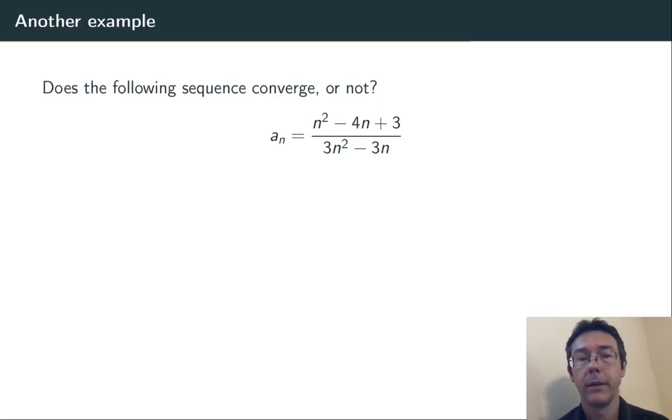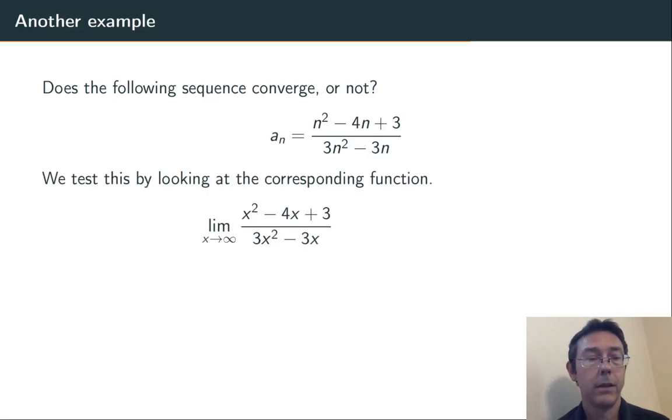Here's an example. Does this sequence converge or not? a_n equals n squared minus 4n plus 3 over 3n squared minus 3n. So we're going to consider convergence for this sequence by looking at the corresponding function, x squared minus 4x plus 3 over 3x squared minus 3x. And let's look at the limit as x goes to infinity.